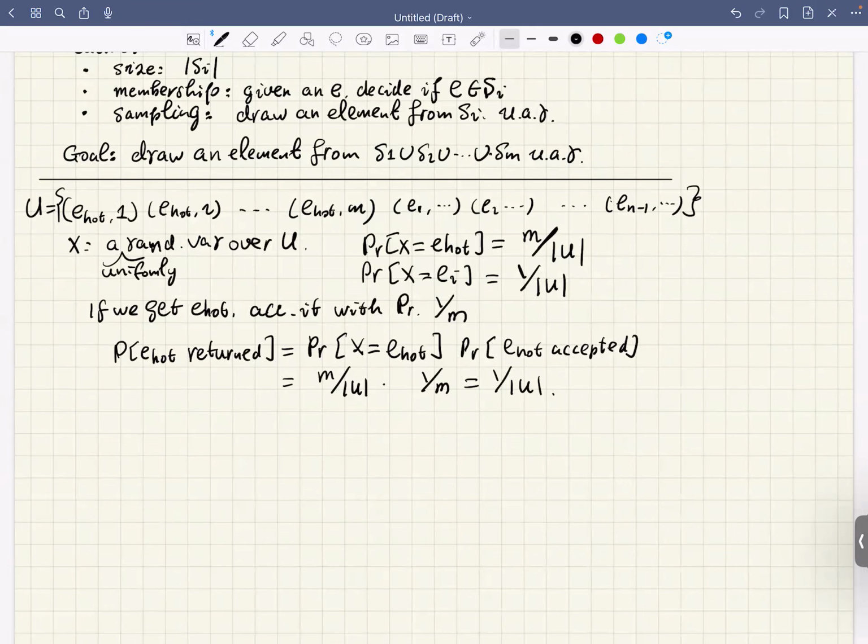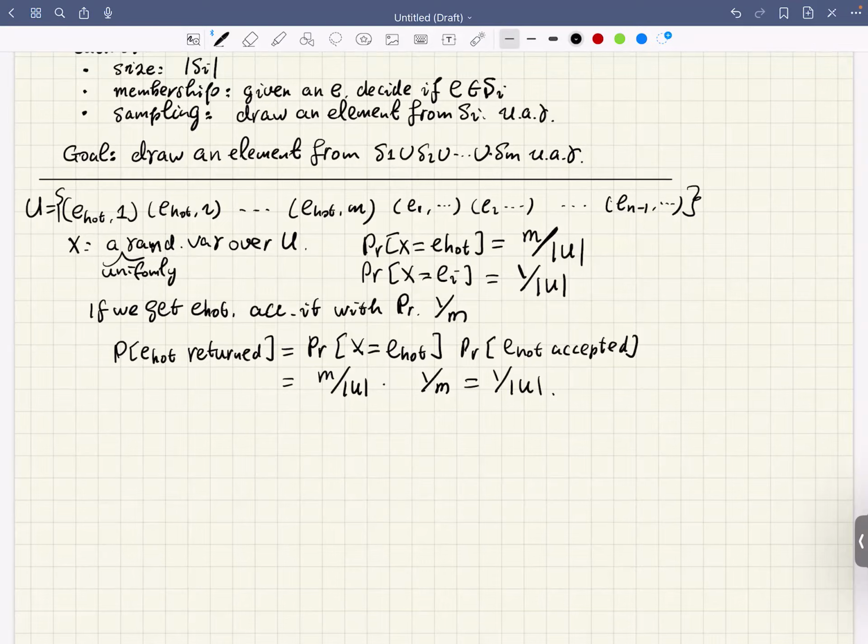When you fail, what do you do in order to get a sample? Well, you repeat. That is another standard trick in sampling. If you fail, just repeat until you succeed. When I say succeed, it means some element really gets returned. Now the question is, how many times do you have to repeat yourself? That's the problem.